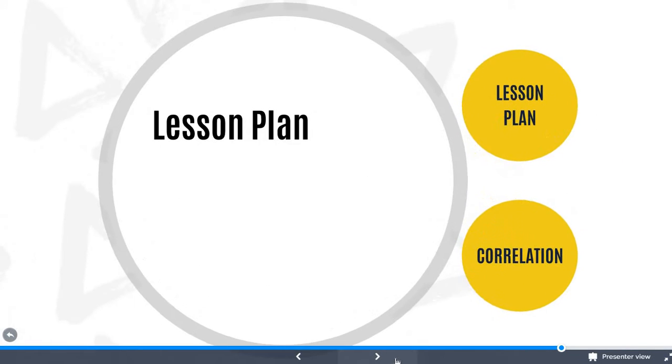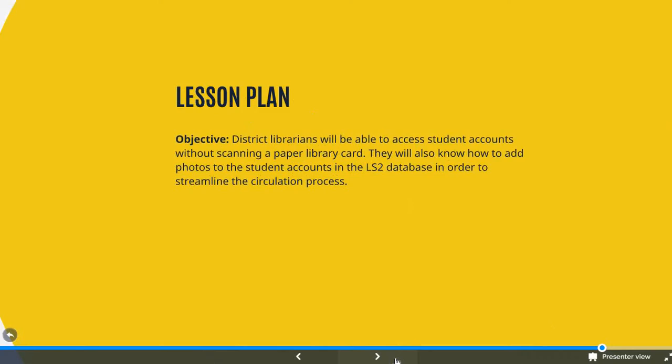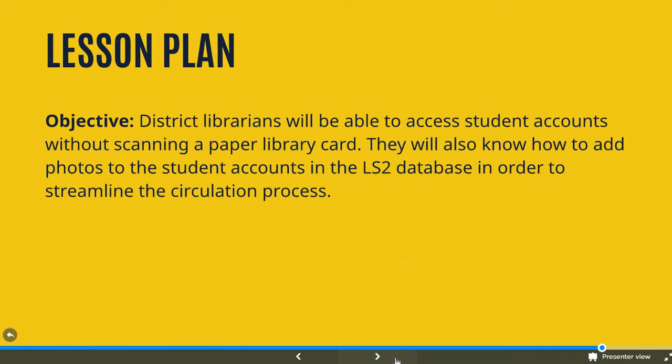Now for my lesson plan. The objective, which is the same that I just repeated, was to have the librarians be able to function without printing out note cards and putting labels on them with barcodes for each student. Instead of the students standing in line and trying to find their cards, they can just open up the computer system and pull their names up.